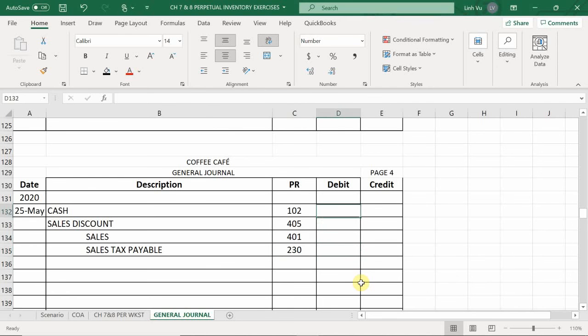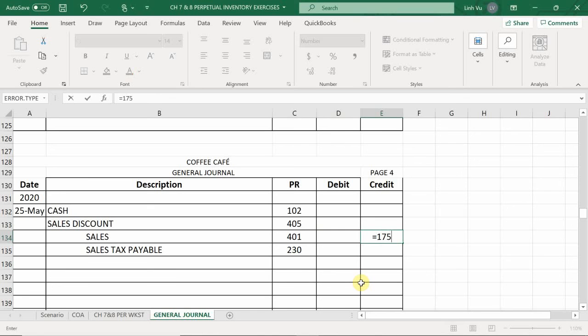Okay? So let's figure out the total amount of sales that I actually had without the discount. We sold a total of 175 mugs at $10 each. So what is my total sales that I actually received? Or in this case, earned. 1,750.